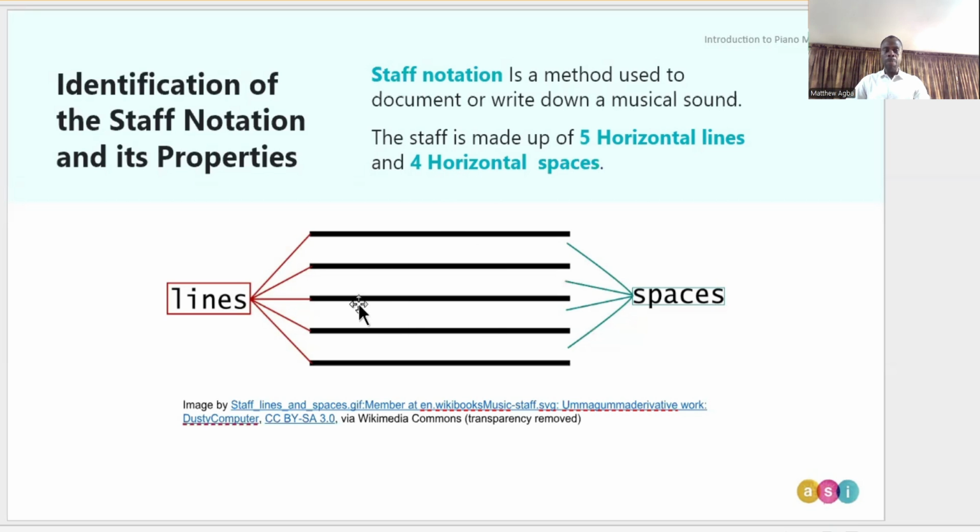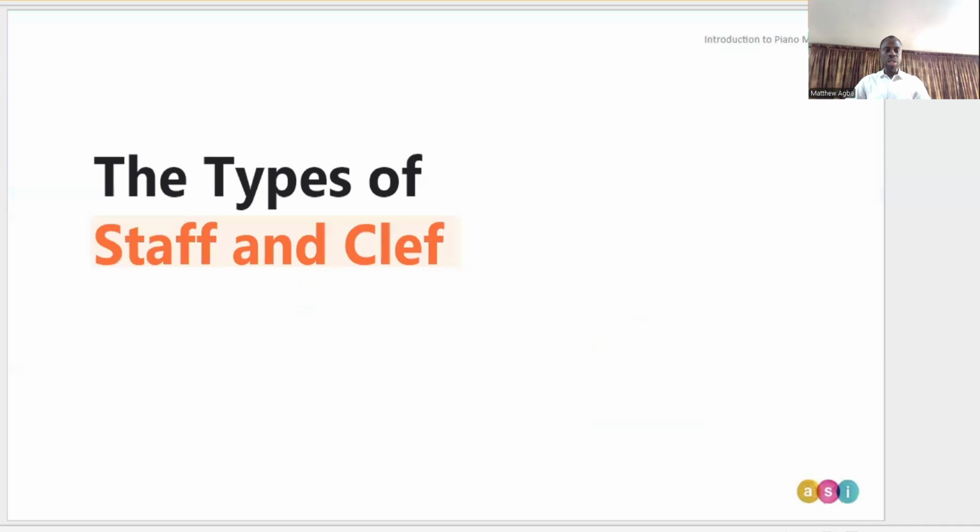You can see here the drawing of the staff. We have line 1, line 2, line 3, line 4, line 5. We have space 1, 2, 3, 4. So this is how the staff looks like. We enter into the next slide.